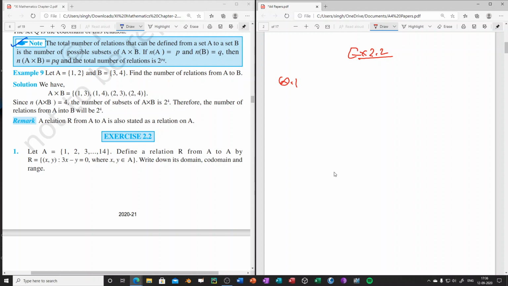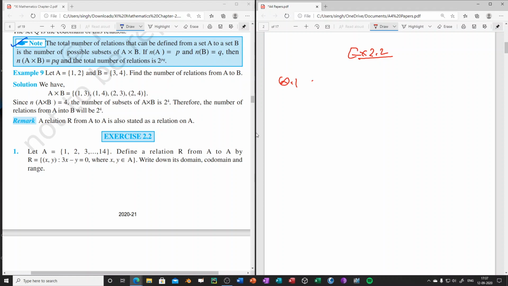Let A equal to 1, 2, 3, and so on to 14. Define a relation R from A to A by R equal to the collection of all x, y such that 3x minus y equal to 0, where x, y belongs to A. It is very simple because this relation R is given in set builder form. So we'll write this in roster form.